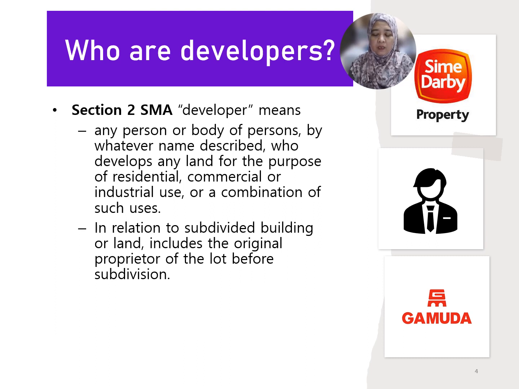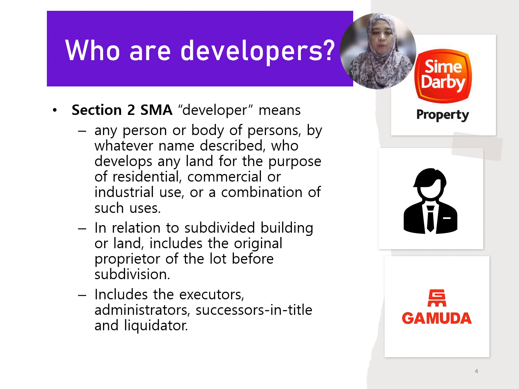So that means that before application for subdivision of the building, maybe you have the developer being the proprietor, the landowner. So this will also include the definition of developer under SMA section 2. And also, under section 2, developer also includes the executors, administrators, successors in title, and liquidator. Now, don't worry, the next slide will show you the explanation of executors, administrators, successors in title, and also liquidator.